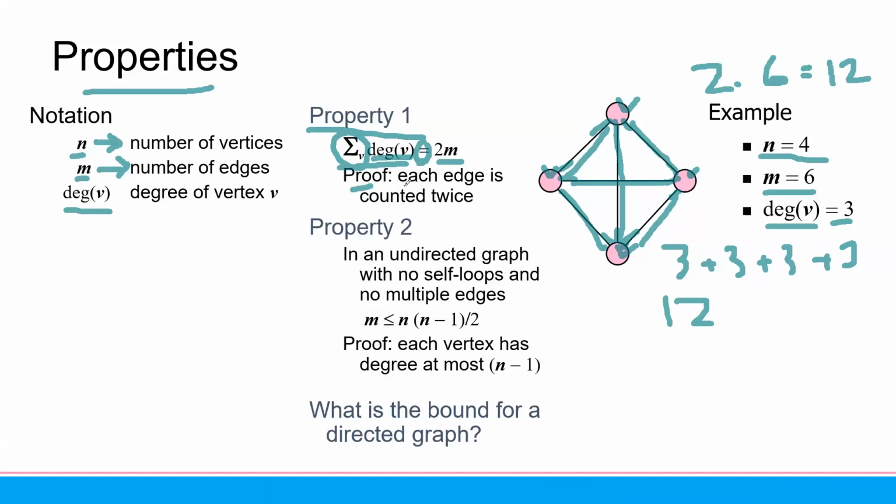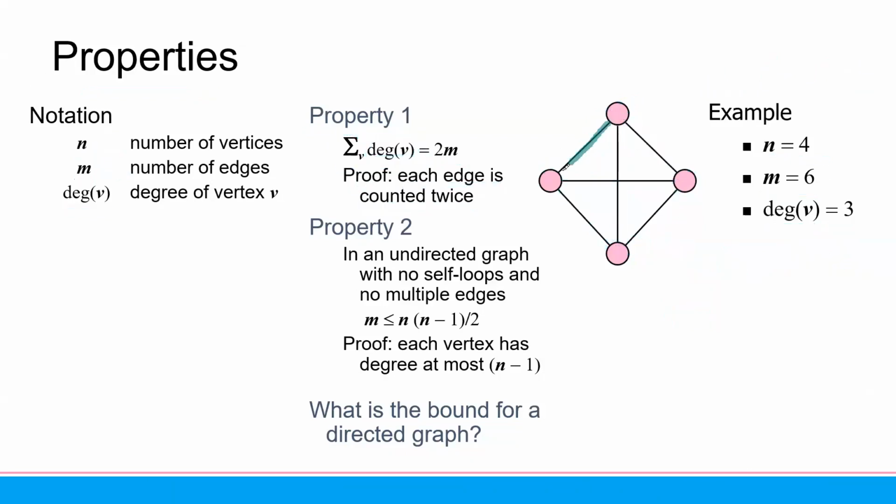So the proof is each edge is counted twice. Every edge will be counted twice because we have one vertex and another vertex. If we have one edge, then we have vertex 1 and 2. So that's why each edge is counted twice.